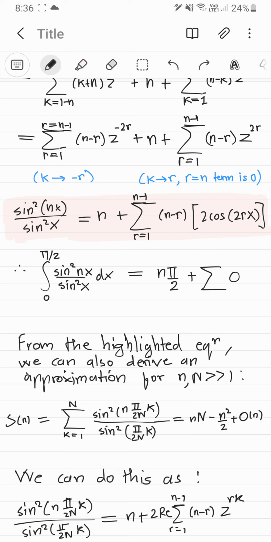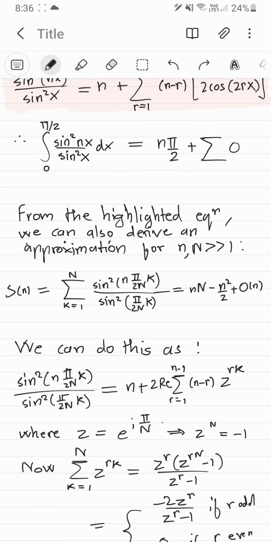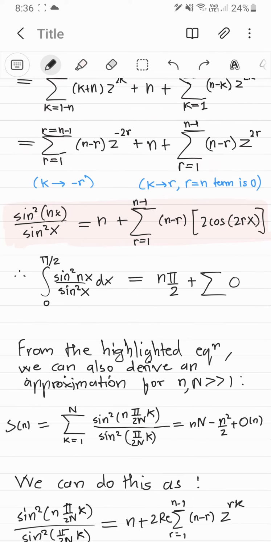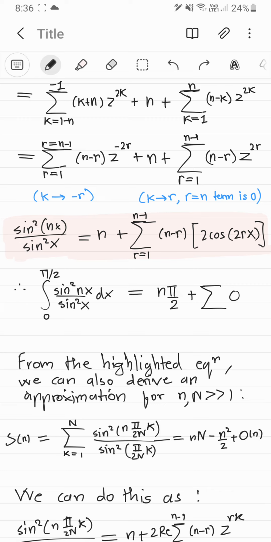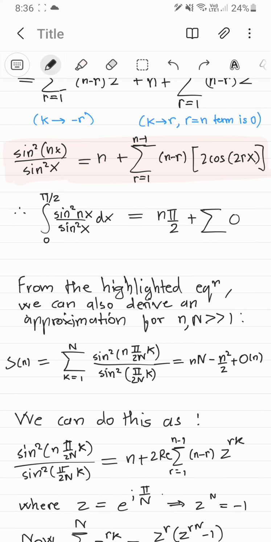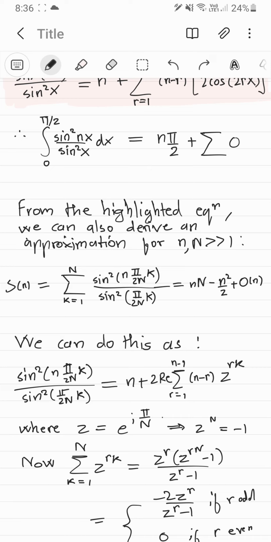So what we are interested in is this summation: sine square of n pi by 2N k upon sine square of pi by 2N k. So pi by 2N k is basically our x over there. We want to sum this from k equal to 1 till N, and we want to prove that it's approximately this thing. Small n and capital N are both really big numbers, and so we'll start doing this.